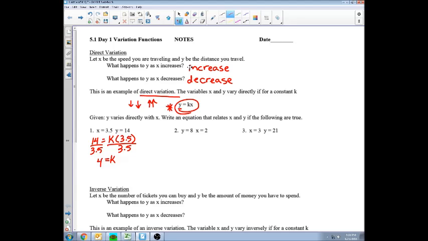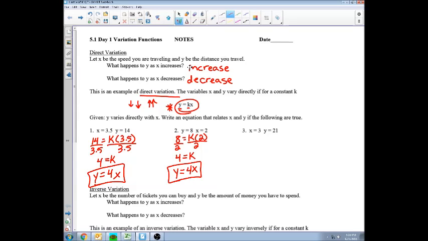Now that I know what k equals, I'm going to plug k back into my formula. My formula was y equals k times x. Well, 4 equals k, so I put 4 in for k, and there is my equation, y equals 4x. We're going to do the same thing on the next two as well. My formula again is y equals kx, so I put 8 in for y. That's going to be equal to k times my x, which in this case is 2. Divide by 2. 8 divided by 2 is 4, so my k is 4. Now I'm going to plug that back into my formula, so y equals 4x will be my equation again.